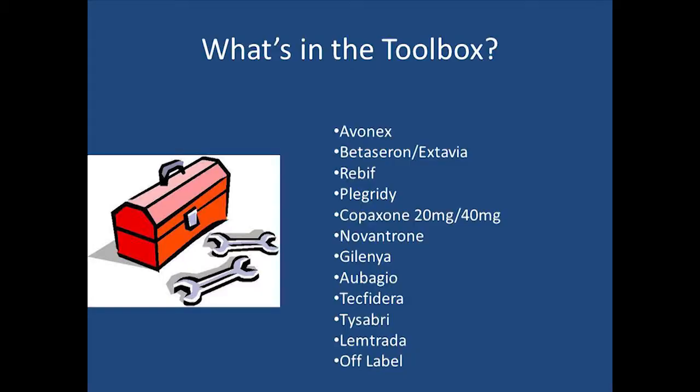So with the toolbox right now, we have interferon therapies. We have Avonex, we have Plegridy, we have Rebif, Betaseron, and Extavia. What's the difference between the interferons? Well, one of the differences is all of them are given subcutaneously except for Avonex, which is given intramuscularly. That doesn't affect how long the drug sticks around or how effective it is. That's just a delivery mechanism.